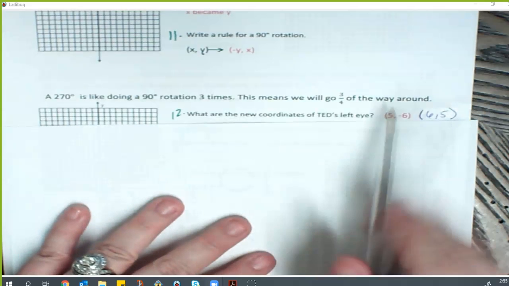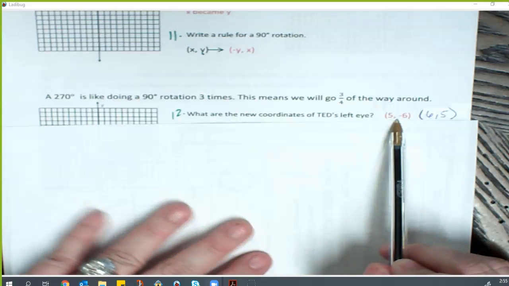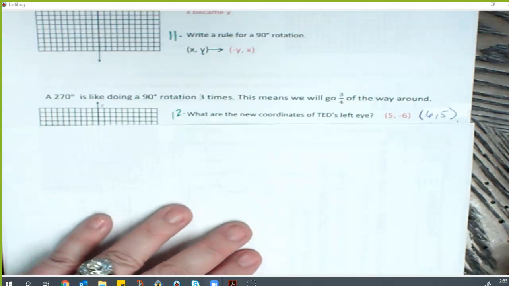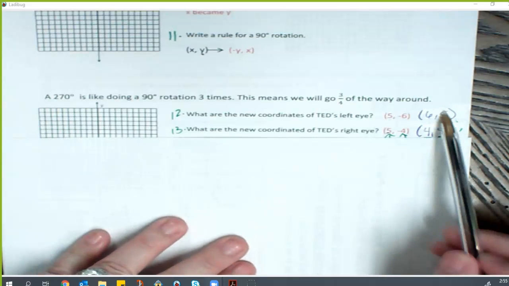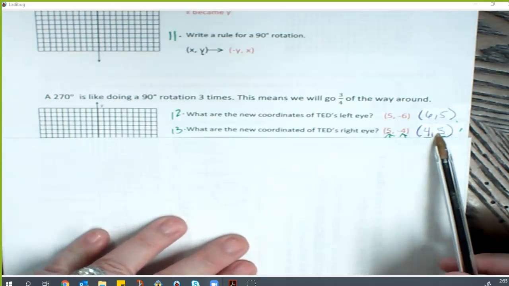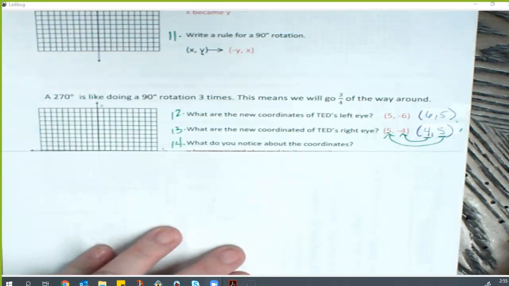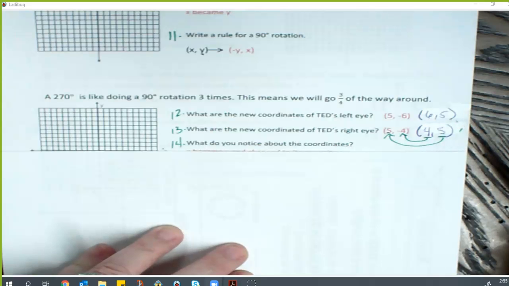5, -6. Very good. What was the new green I? 5, -4. Remember, the purple is our original ordered pairs. What's happening here to the coordinates? What's happening?